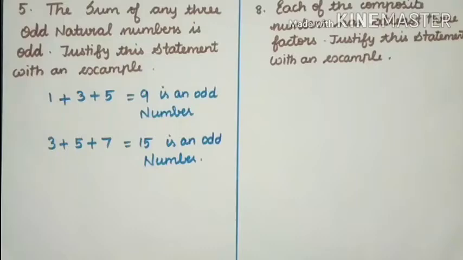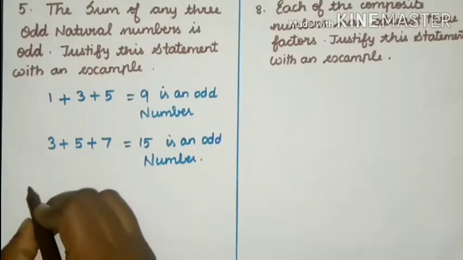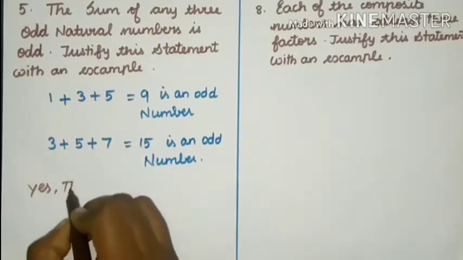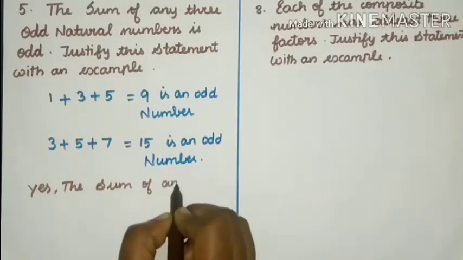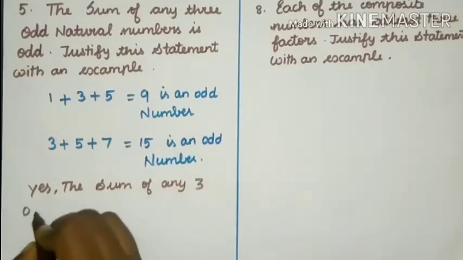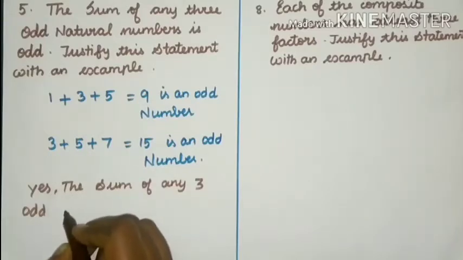So we justified that, yes, the sum of any three odd natural numbers is odd.